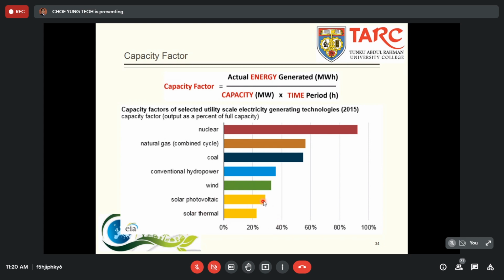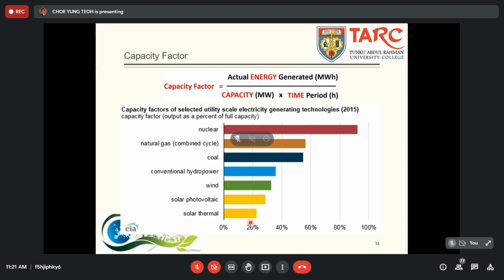And solar photovoltaic is the worst, because the maximum sunlight you can get in Malaysia is 12 hours. You have 24 hours a day, but the maximum sunlight is 12 hours. And in these 12 hours, for half of it you just get half of the capacity. In the morning it's not too hot and you don't have much solar irradiation. Only at solar noon, maybe 11 to 2 p.m., do you have the maximum value. So you can see that the capacity factor is less than 30%.